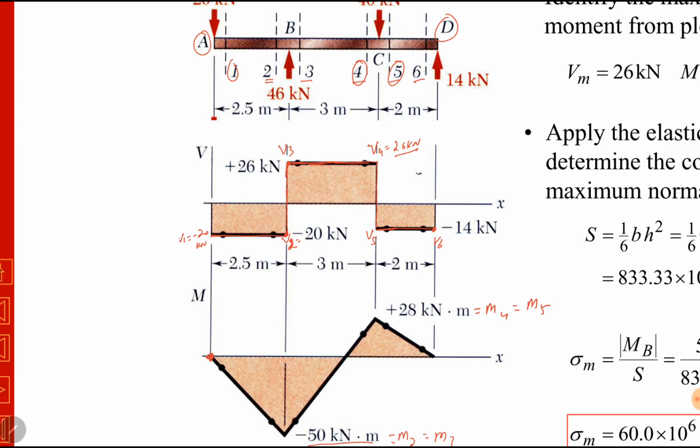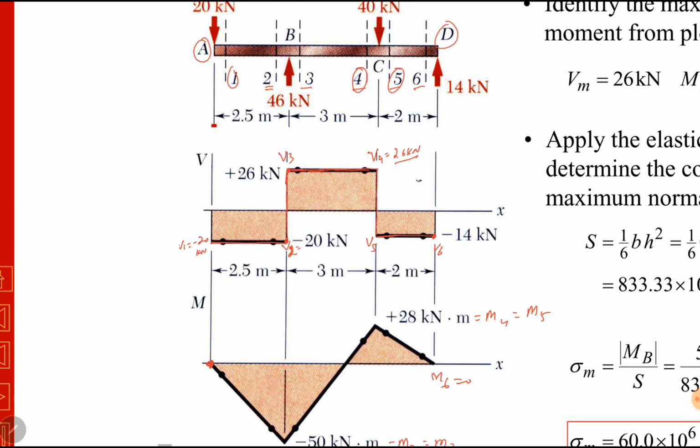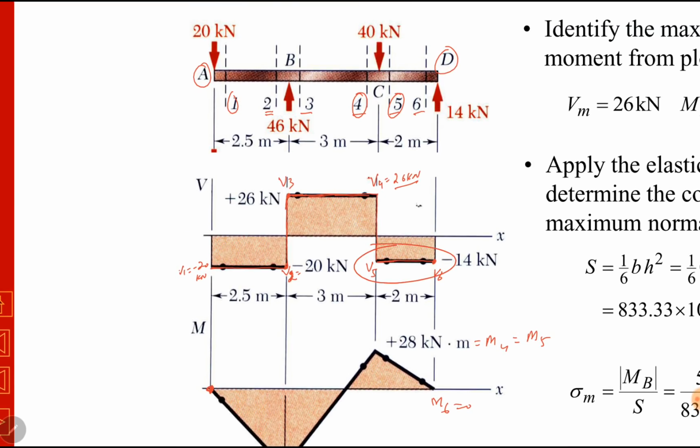And bending moment at 6, which is at point D, was 0. We calculated it already. Again, there is a constant shear force between point C and point D, so bending moment will be linear, and we have drawn a linear line. Okay, both the diagrams, shear force and bending moment diagrams, have been drawn.